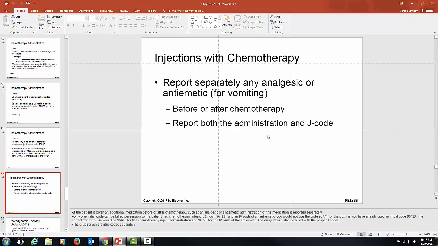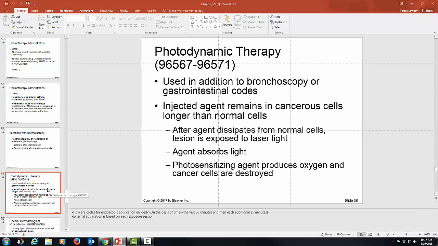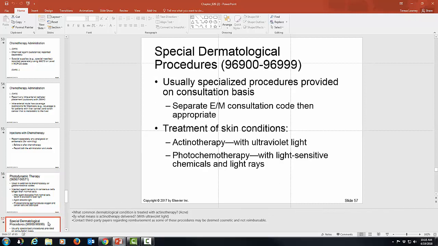These injections with chemotherapy are reported separately from any analgesic or any medicine for vomiting. It can be administered before or after therapy, and again, report both the administration and the J code. Photodynamic therapy uses it in addition to bronchoscope or gastrointestinal codes. The injected agent remains in the cancerous cells longer than normal cells, so it absorbs the light. So this photosensitizing agent produces oxygen and the cancer cells are destroyed.